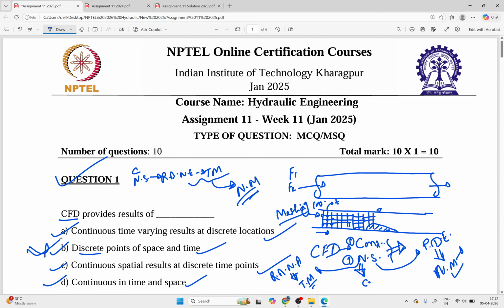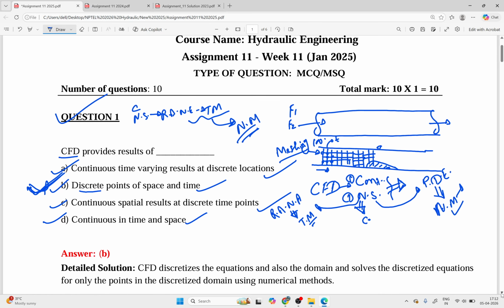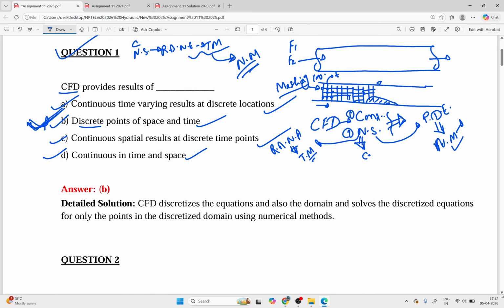Remember how it is correct, I have explained very well. If anyone has any doubt, you can ask, or you can follow the NPTEL video that sir has already taught in week 11. Sir has explained very well, so you can go through it also. So this is about the very basic and fundamental of CFD. Now let us move on to the second. If anyone has any question you can ask. I'm going to move on to question number 2.